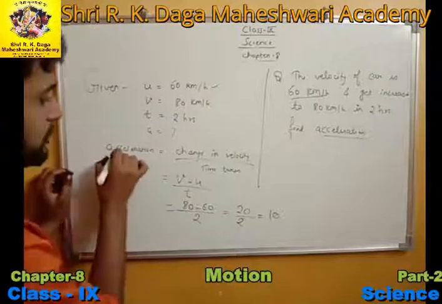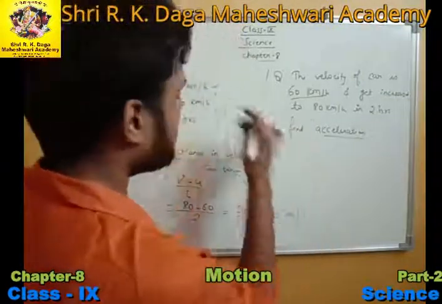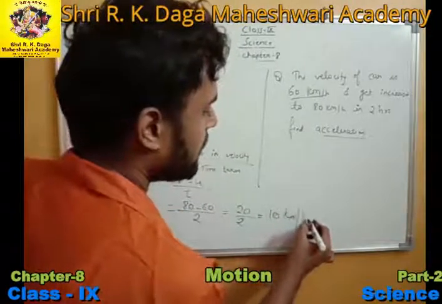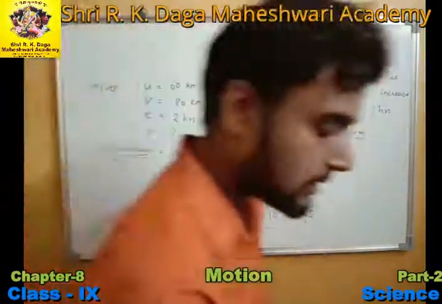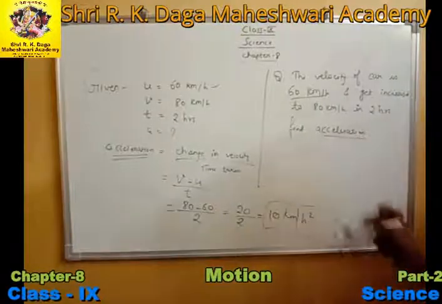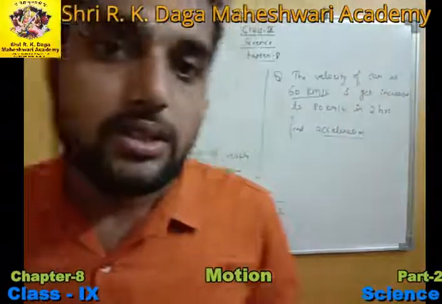Now what is the SI unit of acceleration? It is meter per, sorry, here it is given in kilometer per hour, so it will be kilometer per hour square. So this was one of the basic numericals based on acceleration.